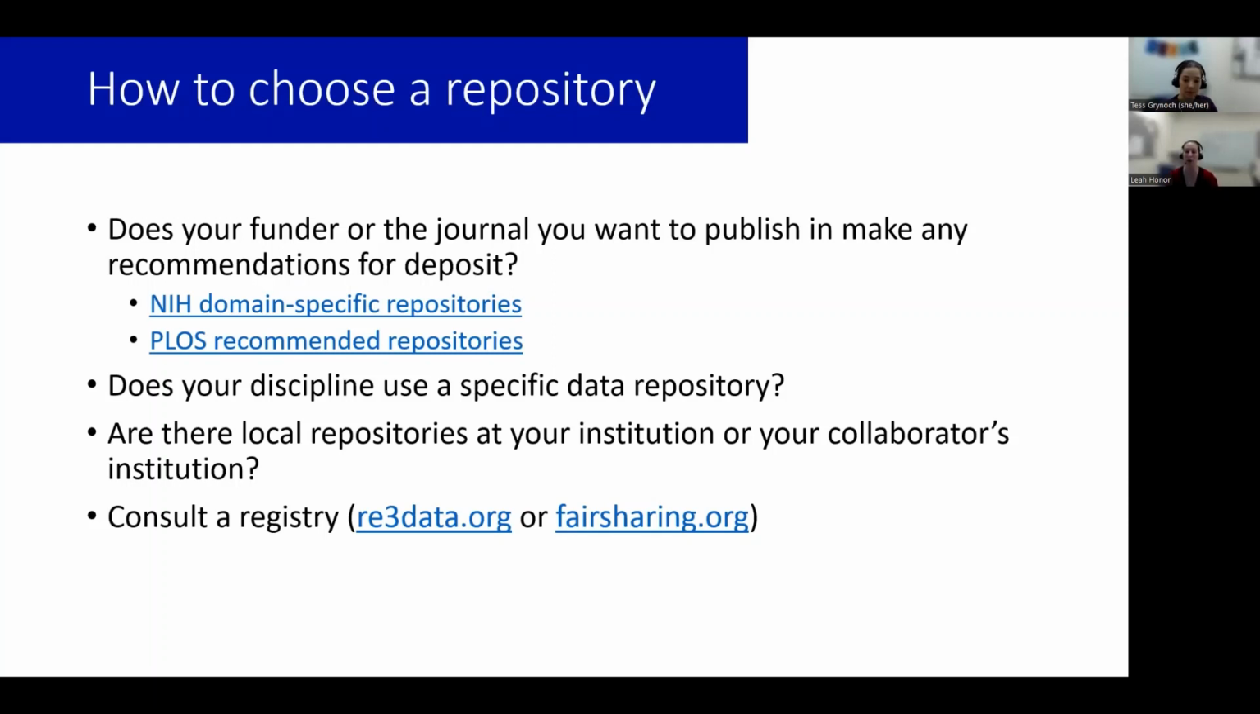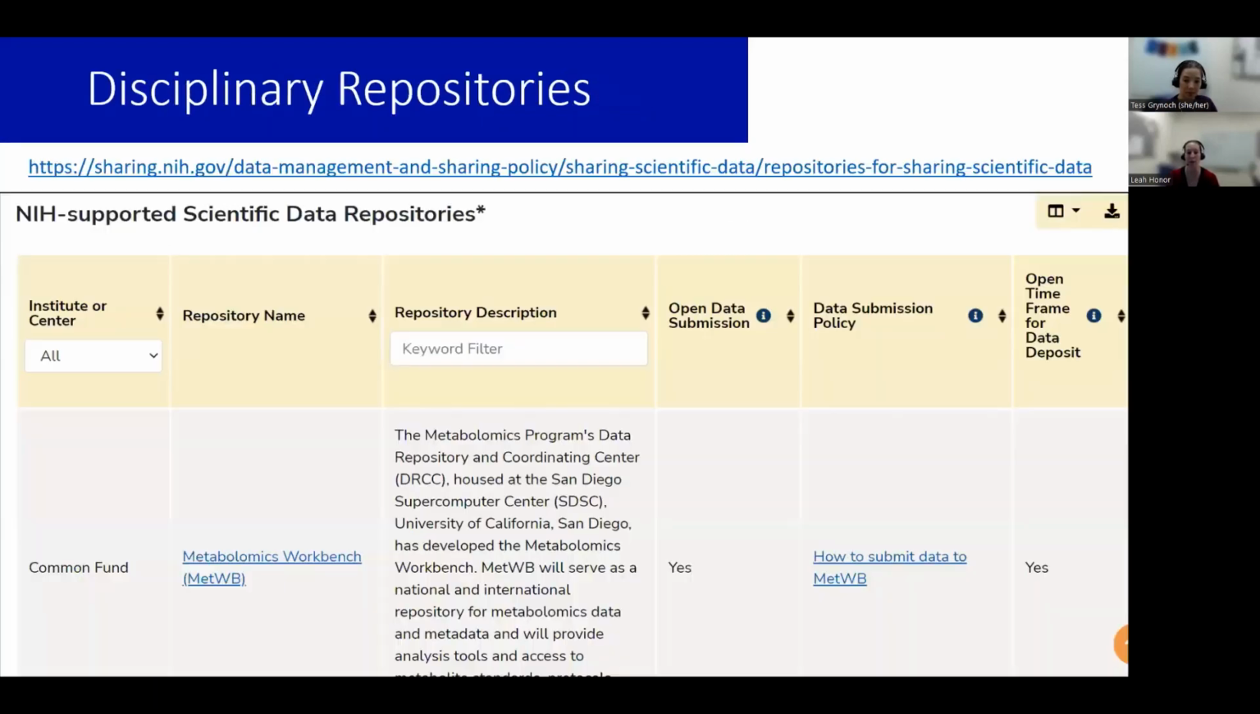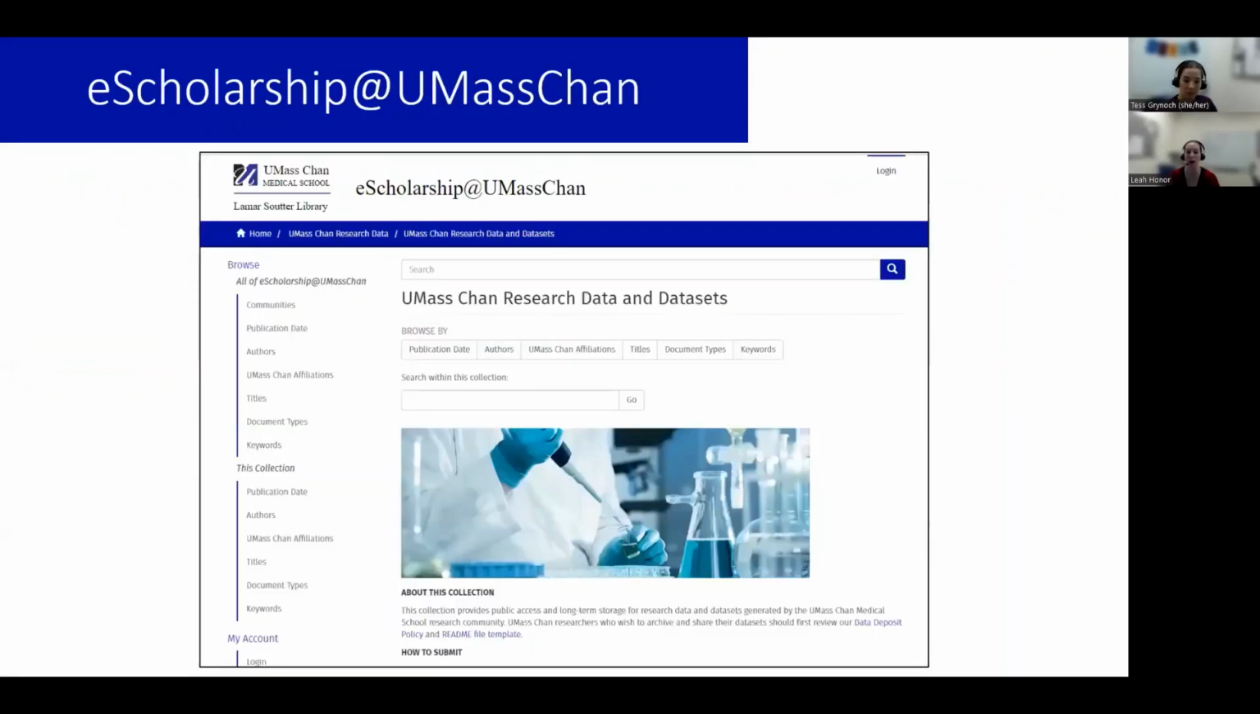You can find a number of subject data repositories and generalist repositories by searching on these two registries, re3data.org and fairsharing.org. Some examples of disciplinary repositories are listed in this filterable list maintained by the NIH, which can be found at the link shown. Here at UMass Chan, we can accept datasets into our online repository, eScholarship at UMass Chan. If you would like to include eScholarship in your data management and sharing plans, we have language that you can use in our data deposit policy.